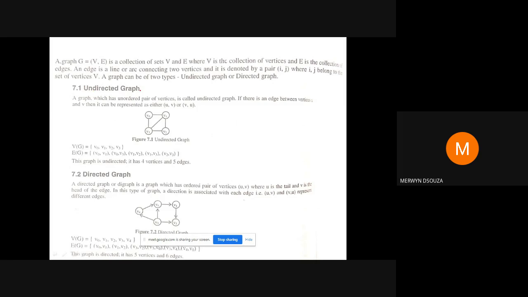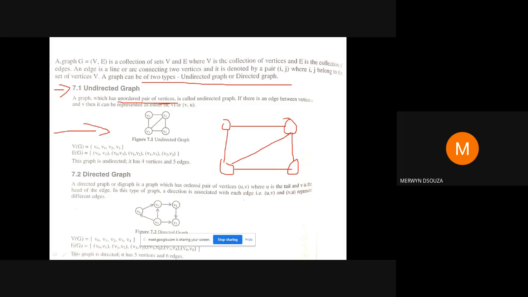There are two types of graphs: undirected graph and directed graph. Undirected graph means something like this. It has an unordered pair of vertices. What do you mean by unordered? The vertices are connected by lines like this, and these lines do not have any arrows. They are just plain lines. That is the meaning of unordered.